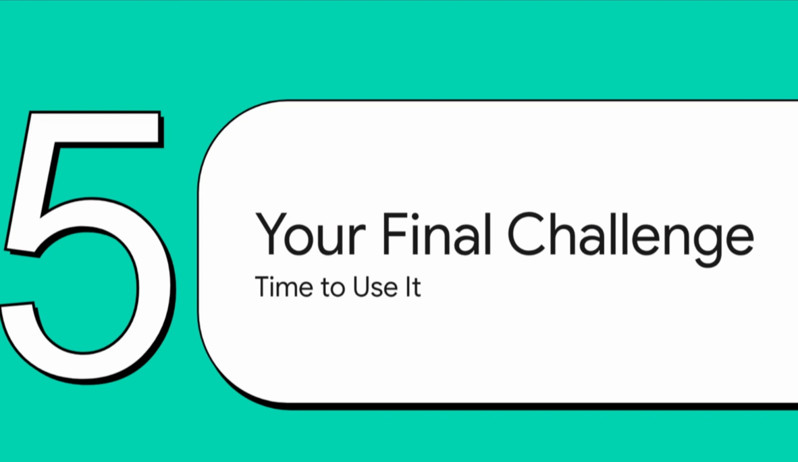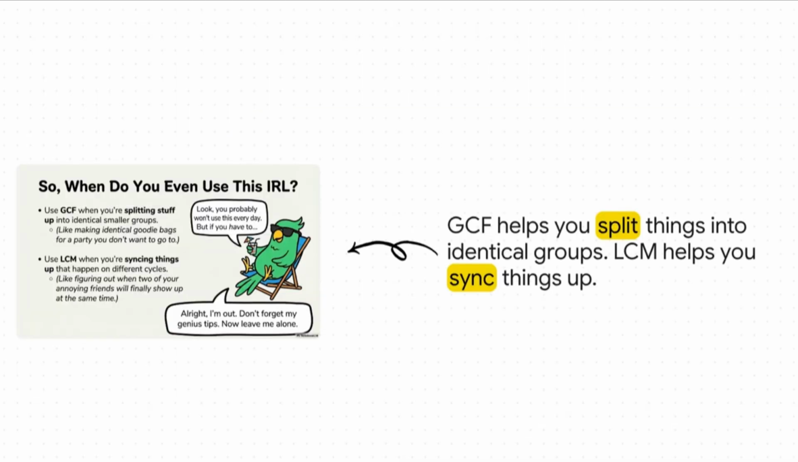Now, you might be sitting there going, okay, cool trick, but when will I ever actually use this stuff? Fair question. So let's put this pro move into practice. Well, GCF is actually perfect for splitting things into identical groups, like if you're making treat bags for a party and don't want any leftover candy. And LCM is amazing for figuring out when 2 different cycles will line up, like when two buses on different schedules will arrive at the same stop at the same time. You might not use it every day, but when you need it, you'll be glad you have this pro move in your back pocket.